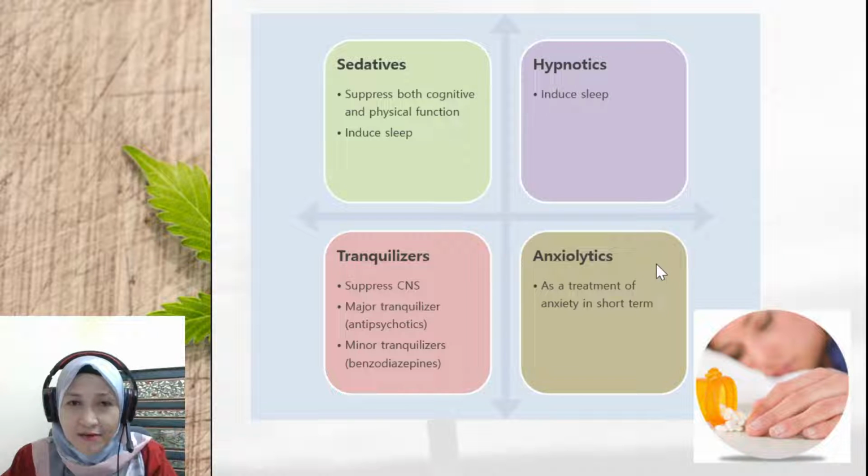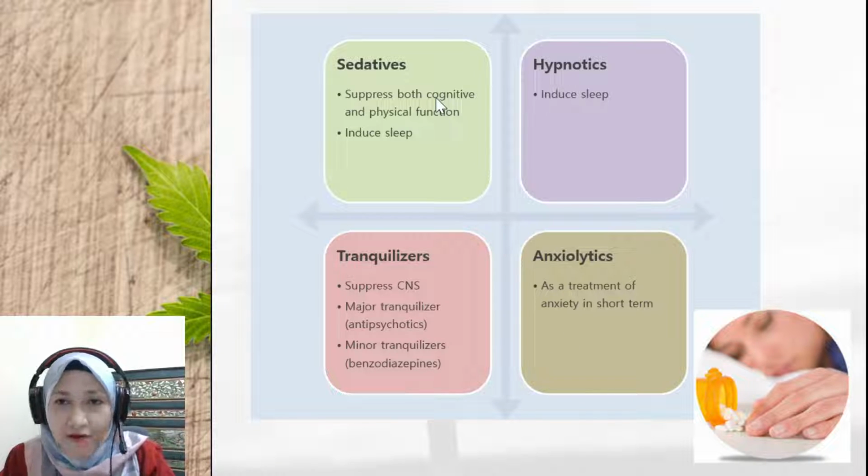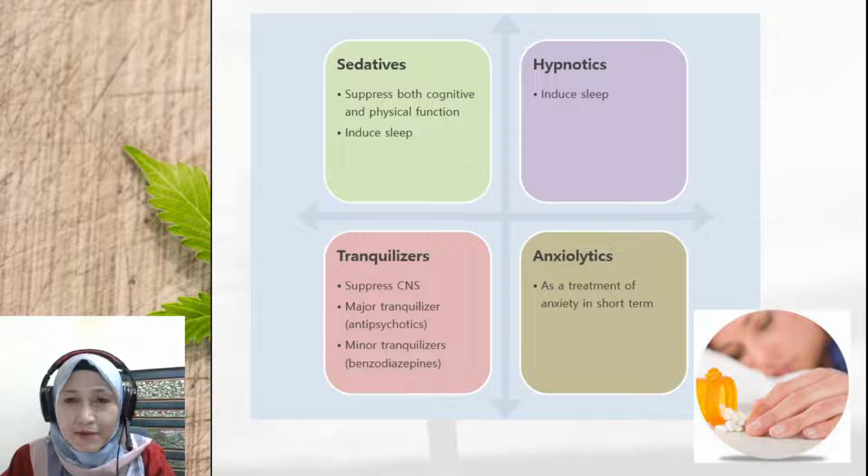There are four types of depressant drugs. They can either be sedatives, hypnotics, tranquilizers, or anxiolytics. Sedatives basically suppress both cognitive and physical function, so it will make the person sleep. This is commonly used medically, for example, for patients who need to be intubated in the ICU. We need to suppress their cognitive and physical function so that their reflexes will not tamper with the process of intubation. We need the patient to be sleeping during the process, so we give them a sedative.